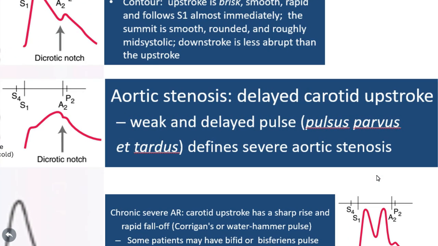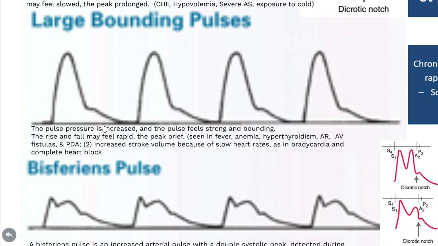So there's a specific pulse for a patient with aortic stenosis. We call it pulsus parvus et tardus, meaning there's a weak and delayed pulse. It means that the peak is delayed and usually close to the second heart sound. So this defines a severe aortic stenosis. Okay, for the large bounding pulse, this is increased, strong and bounding.